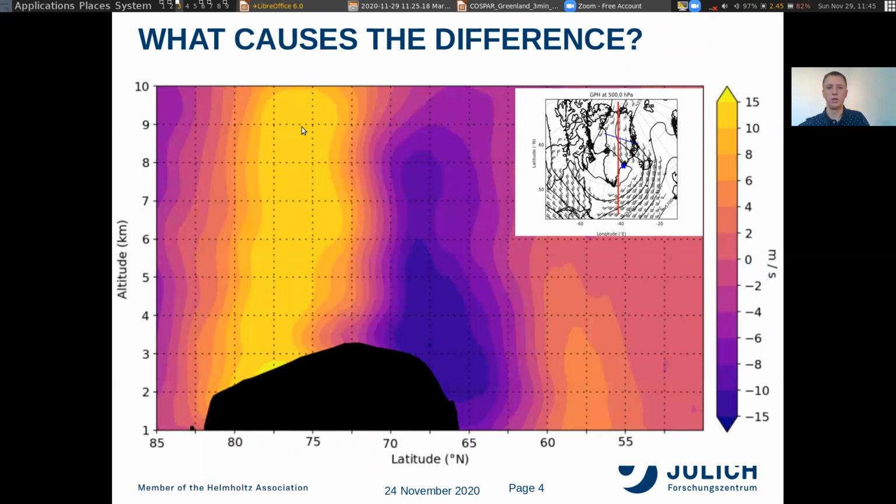This is the control run minus the T21 topography zonal wind component along this red line over here. As the flow is then uplifted over Greenland, there are large changes in the zonal wind component up to well above the jet altitude. So with that, I am concluding that the jet is heavily influenced by the topography, causing these gravity waves.